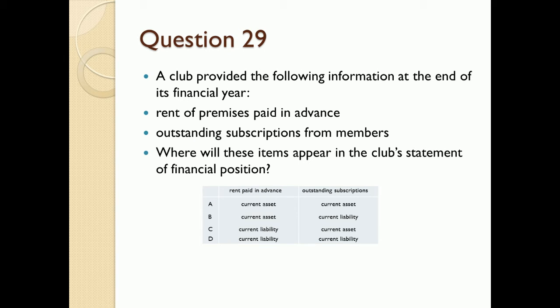A club provides the following information at the end of the financial year. Rent of the premises paid in advance, meaning you have a prepaid expense. Prepaid expense is your current asset. Outstanding subscription, you have to receive subscription, that is income receivable, it's also your current asset. Where will these items appear in the club's statement of financial position? Definitely both relate to the same family, and that is your current assets.